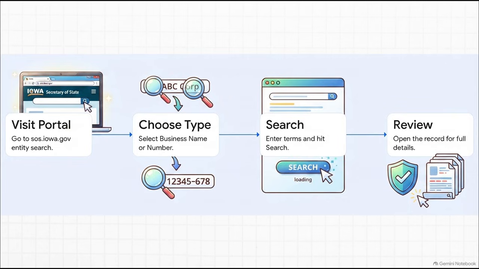And Step 4, just review the results and click the specific entity's business number link to open up the full record. That's it. There's no login required, no account to set up, and you get your results instantly.